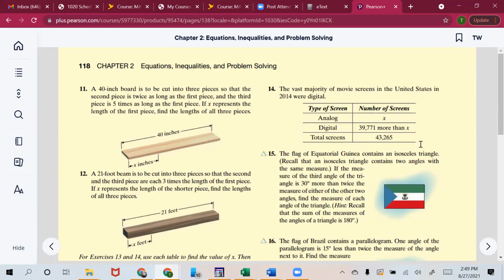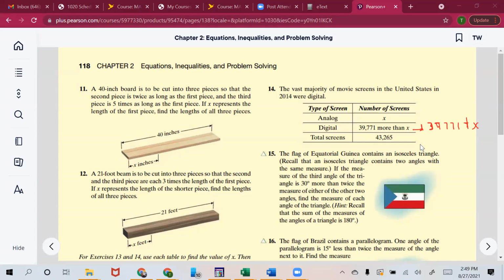So the first thing I'm going to do is jump in here and clean up this 39,771 more than X. More than means add, right? So we're going to do 39,000. And guys, my pen does not want to write 3s and 9s. So 39,771 more than means plus X. You need both of that. You need the number and the plus X to make this work.